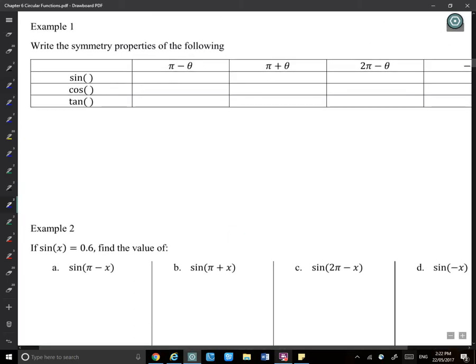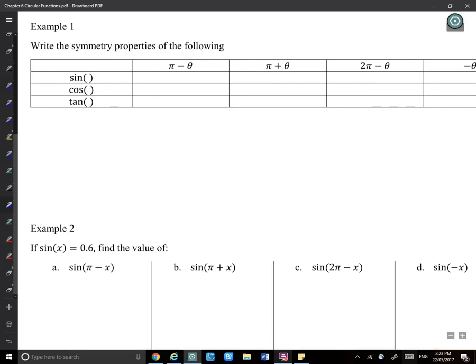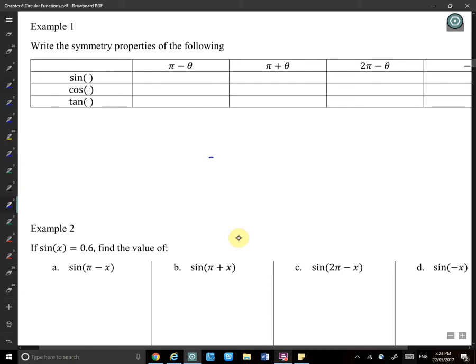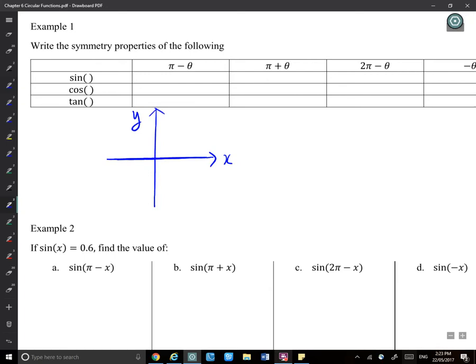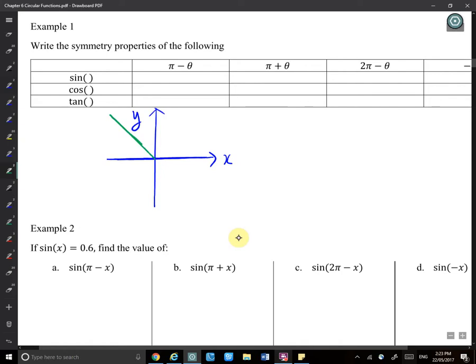Okay, for the first angle, let's have a think. We want to know sine of pi minus theta. For any evaluation of sine, cosine, and tangent values, I always want to see the reference angle. I hope you know what a reference angle is now. Pi minus theta: if theta is an acute angle, in which quadrant will pi minus theta be? Second. If it's in the second quadrant, I have an angle here, and I say that this angle is pi minus theta.